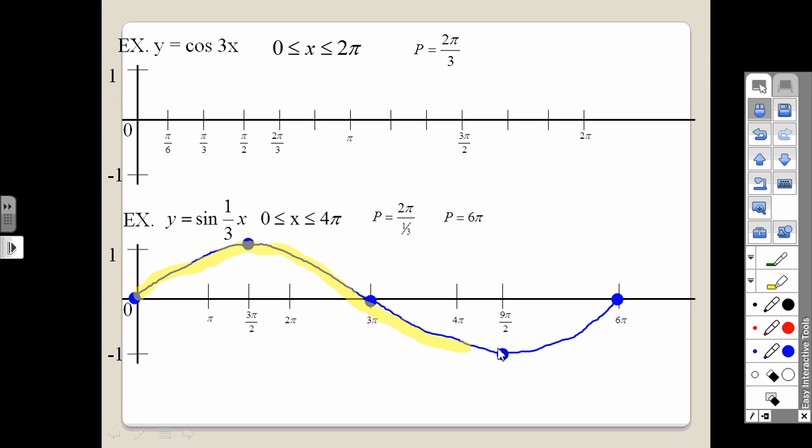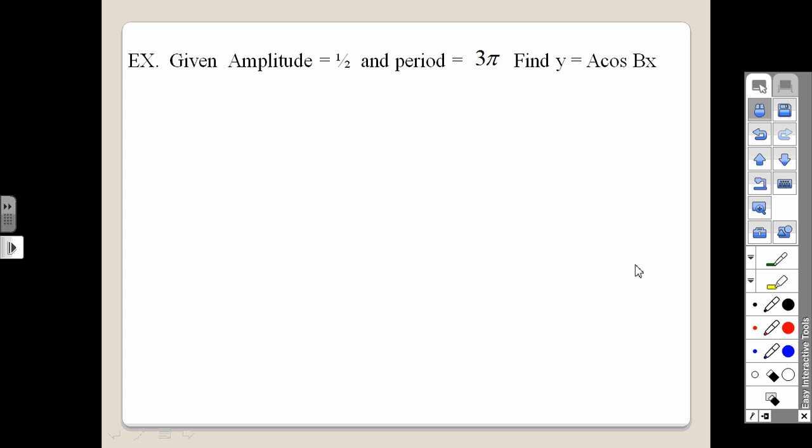Put a marker there. Okay, now there is one last example that I do need to go over with you. And that is these type of problems where they're asking you to come up with the equation based off of a given amplitude and period. So they say find y equals a cosine bx. So remember, a is the parameter for amplitude, b is the parameter for period. So first of all, remember that the absolute value of a is equal to 1/2. That means a could potentially be a plus or minus 1/2.